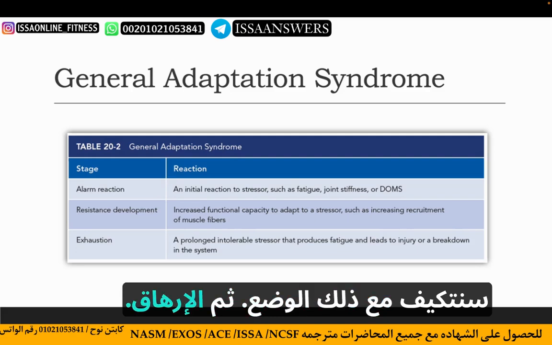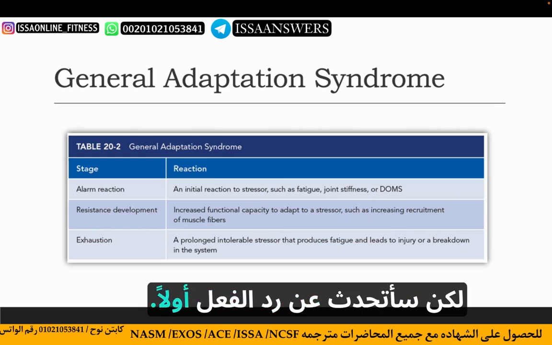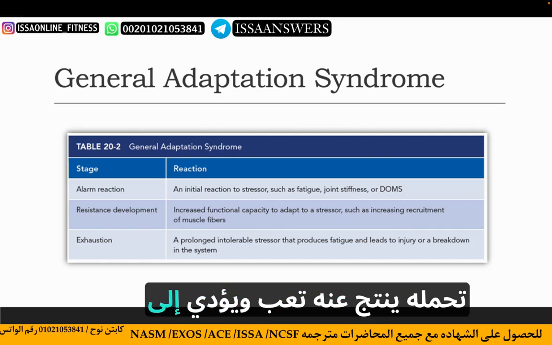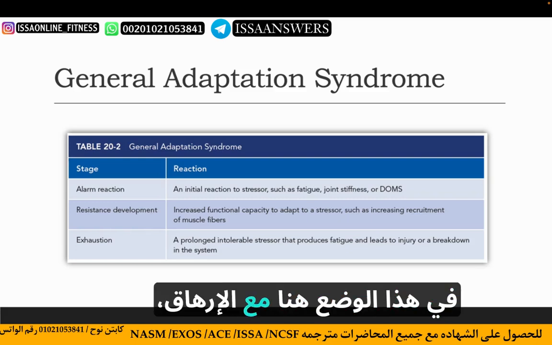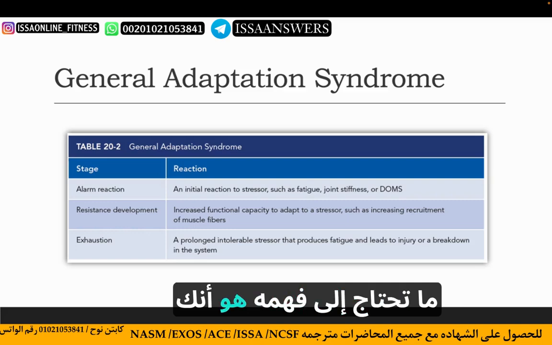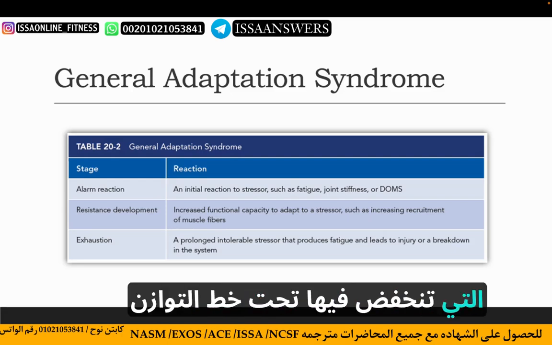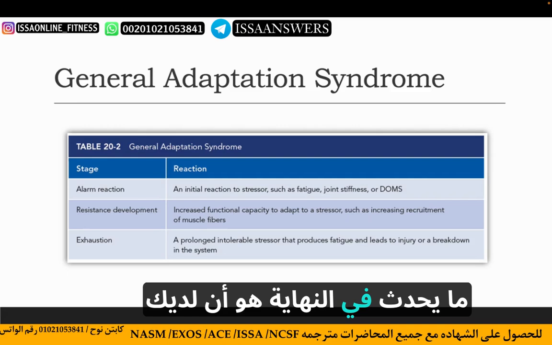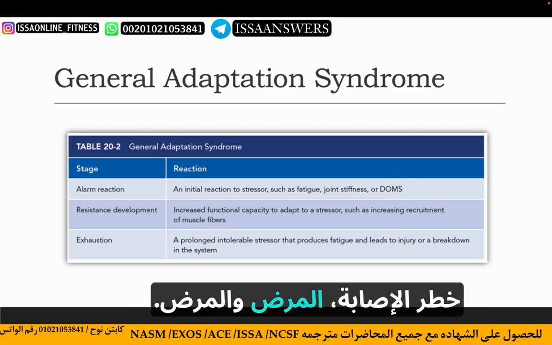And then the exhaustion, this is where we got to be very careful with that term, but I'll talk about the reaction first. So a prolonged, intolerable stressor that produces fatigue and leads to injury or a breakdown in the system. Now, in this situation with exhaustion, what you need to understand is that you can become exhausted, but if you become exhausted to the point where it goes below your homeostasis line, okay, then what ends up happening is you have this inability to recover, injury, risk of injury, sickness, and disease.